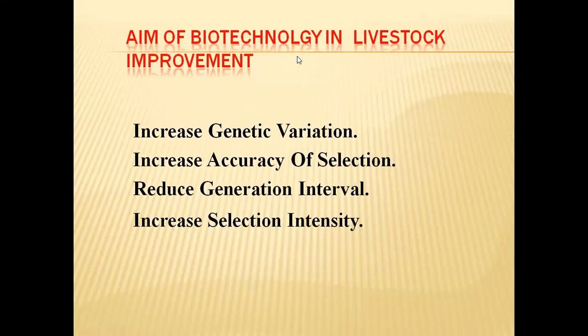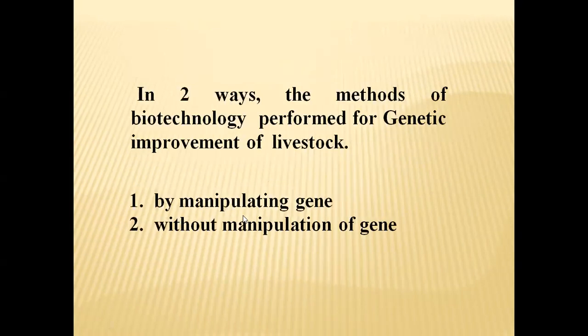So the aim of biotechnology in the improvement of livestock health is to increase the genetic variations in the livestock, to increase the accuracy of selection, to reduce the generation intervals, and to increase the selection intensity. These are the four aims of biotechnology usage in livestock improvement. And to achieve these four aims, there are two ways.